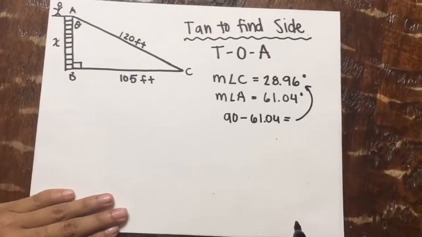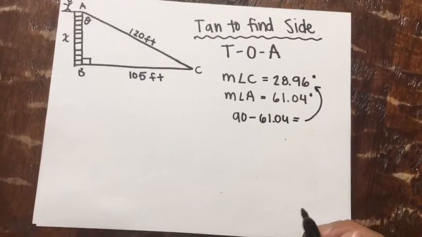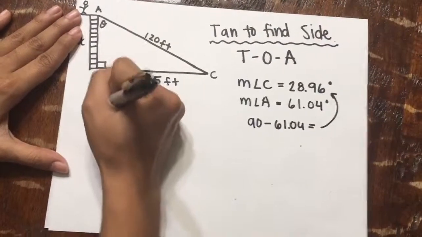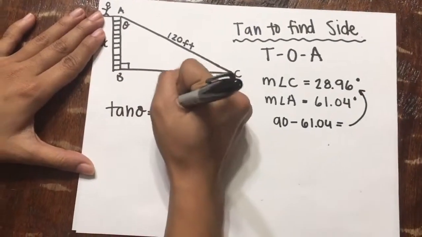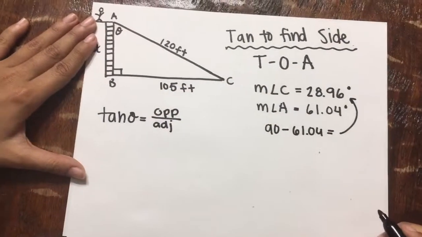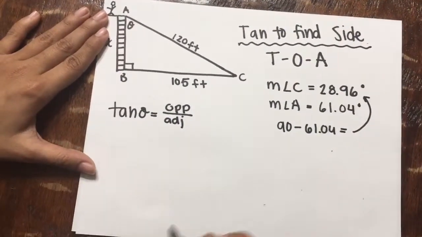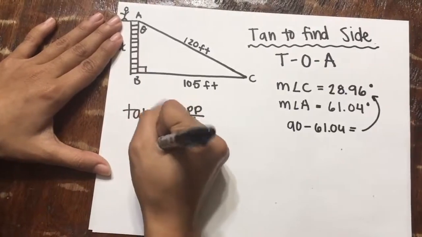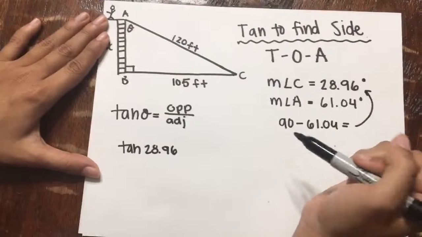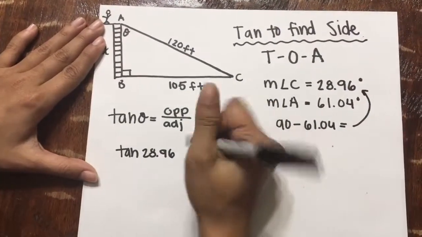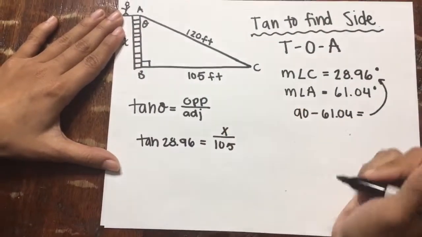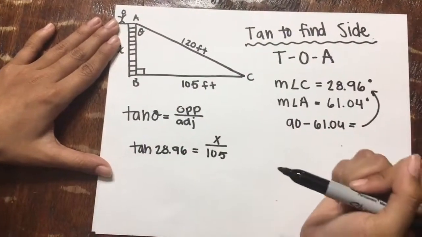So to find the side with tan, the first thing that we're going to be doing is to fill out the equation, which is tan theta equals opposite over adjacent. And if we plug in the numbers that we have previously into the equation, we're going to be getting tan 28.96, and we're using m angle C because it'll make our lives much easier in the end, equals x over 105, which is line BC.